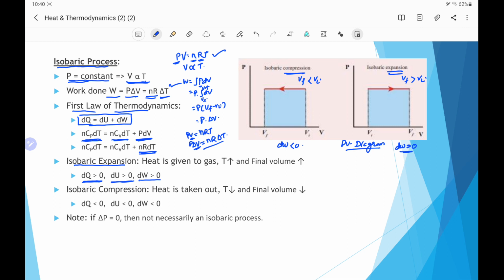In the similar way, we can write isobaric compression has the change in heat, internal energy, and work done all negative. This dP equal to 0 refers to the isobaric process, but delta P equal to 0 does not necessarily specify the isobaric process. Let's take one of the problems.